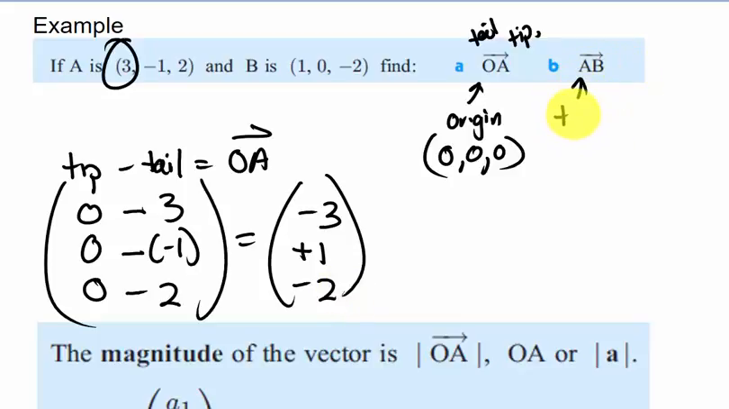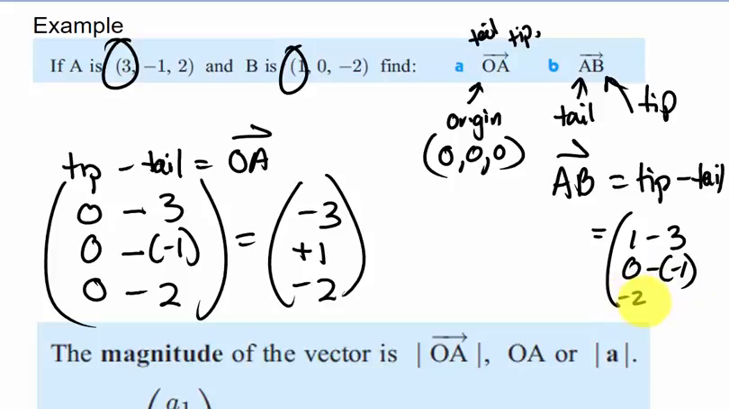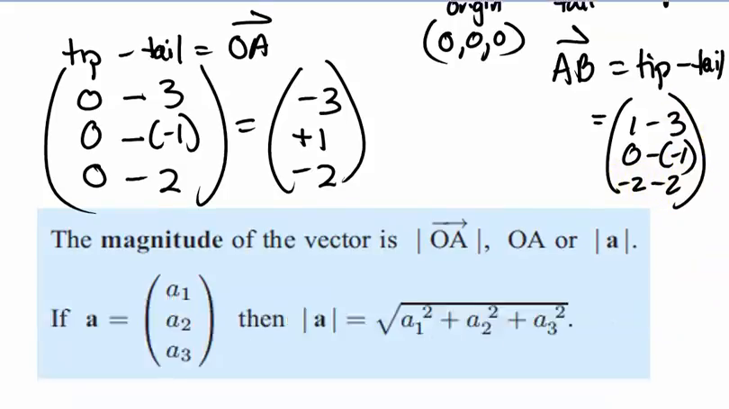For AB, that is the tail, this is the tip. So AB is tip minus tail. So for B, we would have 1 minus 3, 0 minus negative 1, and negative 2 minus 2. Which ends up, I'm just going to go this way because I have room, negative 2, 1, and negative 4.